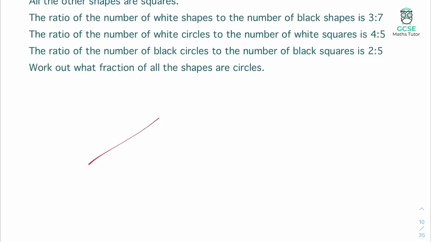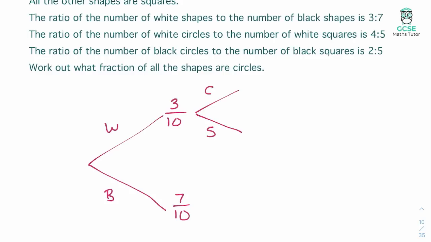So I'm going to split this off into white shapes and black shapes to start with. And I'm going to turn that ratio into a fraction. So we have 3 and 7, so that's 3 out of 10 and 7 out of 10. For the white shapes, it says they are circles and squares. And that is 4 and 5, so it's 4 out of 9 and 5 out of 9. The other one for circles and squares, and that is 2 out of 7 and 5 out of 7. There we go, so 2 and 5, so that's definitely out of 7.